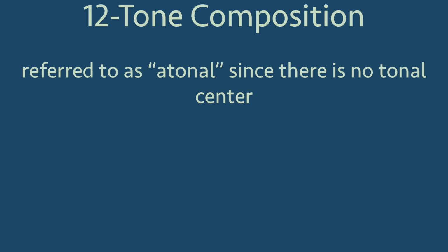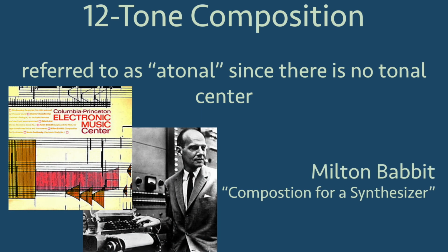Because of the properties that any row can be followed by a transposition and that each row plays all 12 notes before repeating any note, 12-tone music is referred to as atonal, since the compositions have no tonal center. Most popular music we hear today has a tonal center, so 12-tone music sounds very odd to our ears. Here is one example of 12-tone music in recorded history.